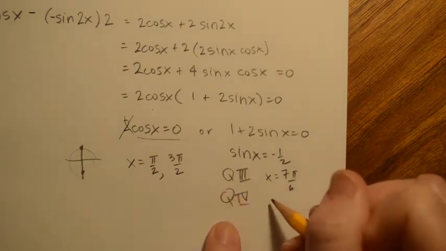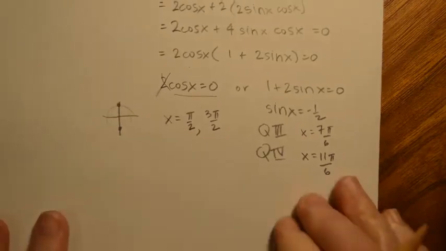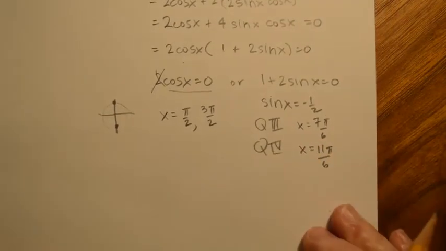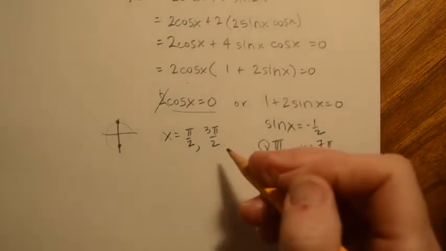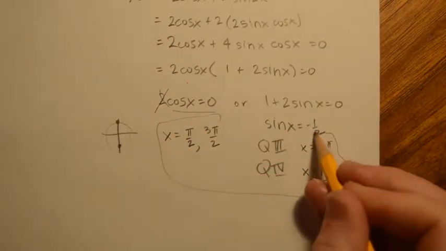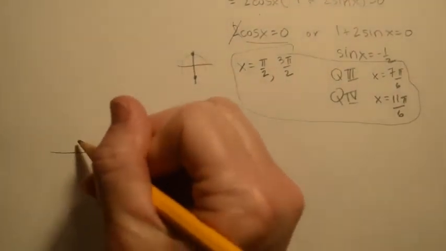And then in the fourth quadrant, that's x equals 11 pi over 6. All right, pause and think about that if you're struggling to remember it. But those are the 4 points that we're talking about. Again, these are the critical numbers, and then we have our 2 endpoints. And so we're going to make a nice big table here.